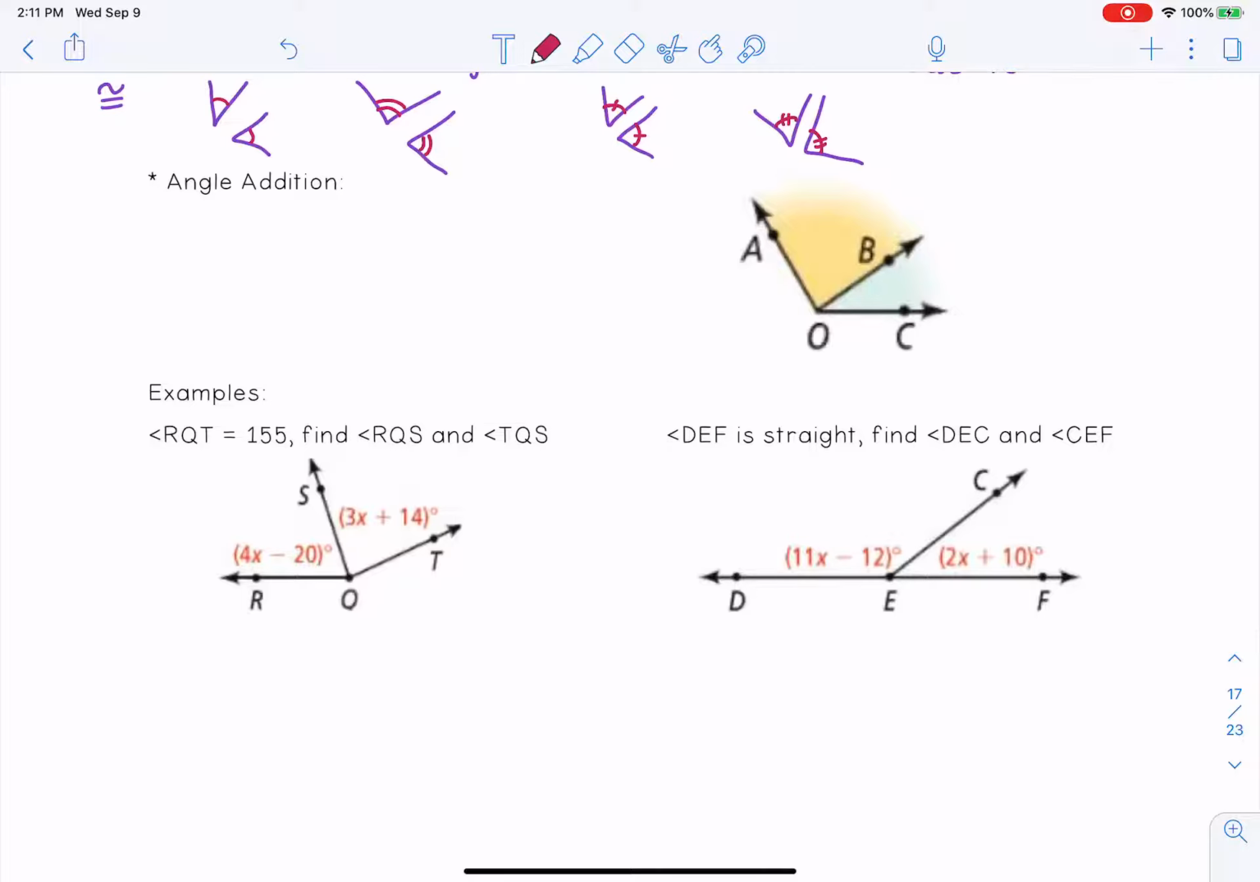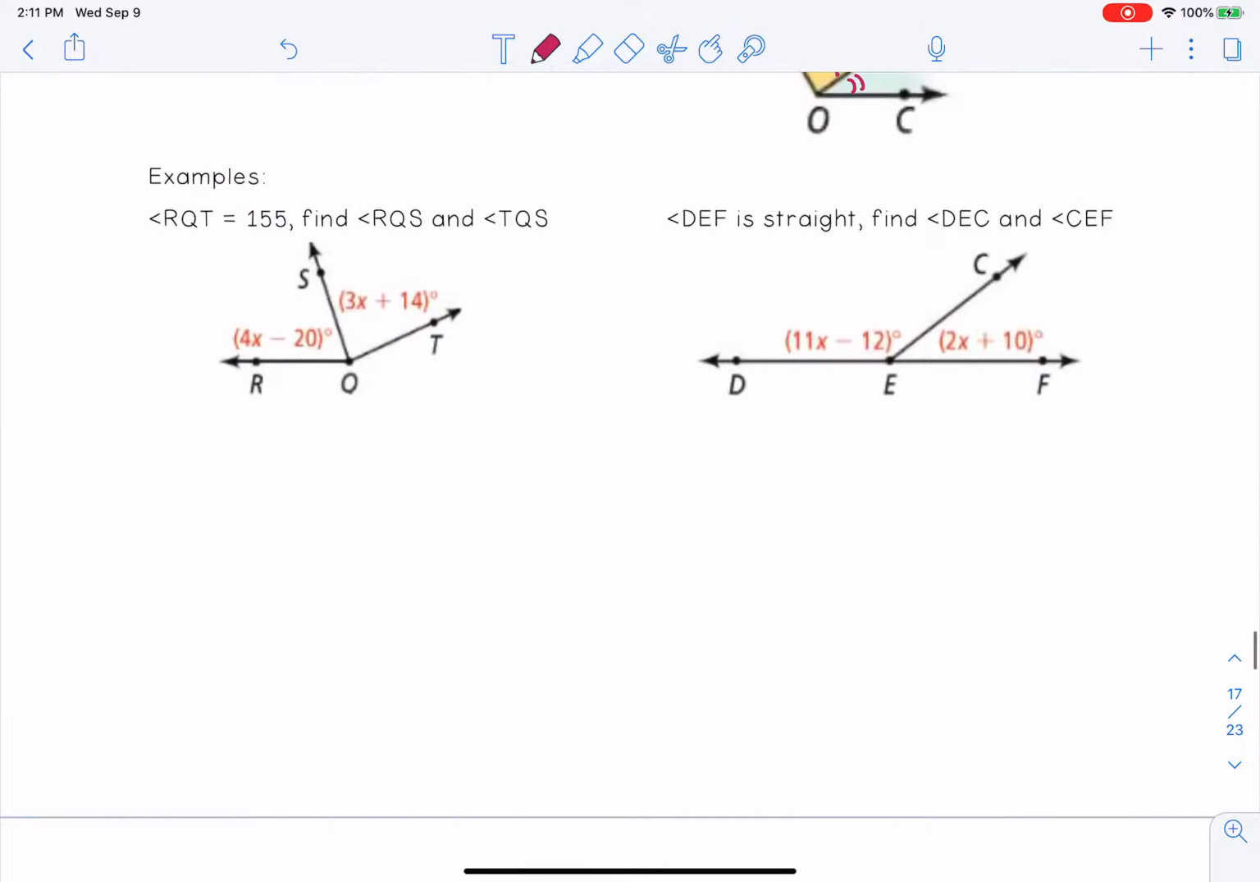Angle addition, this is going to remind you of that very mathematical statement we had before. Little plus little equals big. So, angle AOB plus angle BOC equals angle AOC. So this little angle plus this angle gives us that full big angle. So we can use this to solve problems.